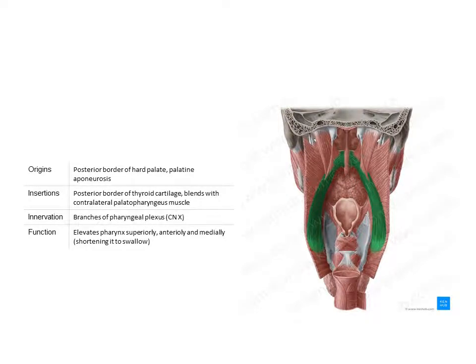Now the longitudinal group of muscles. First of all, palatopharyngeus. It originates from the posterior border of the hard palate and palatine aponeurosis, and it is inserted into the thyroid cartilage. It is also supplied by the vagus nerve through the pharyngeal plexus, and the function is that it elevates the pharynx superiorly, anteriorly, and medially. So shortening of the pharynx, shortening of this muscle helps to swallow.